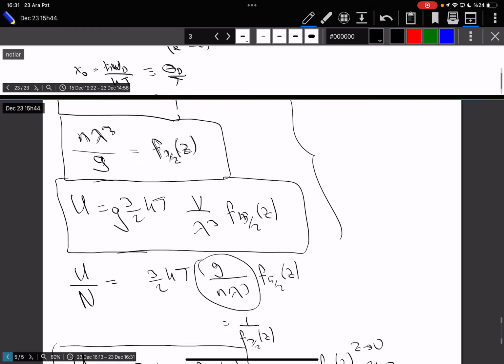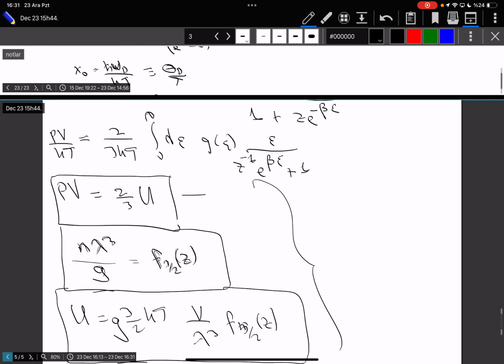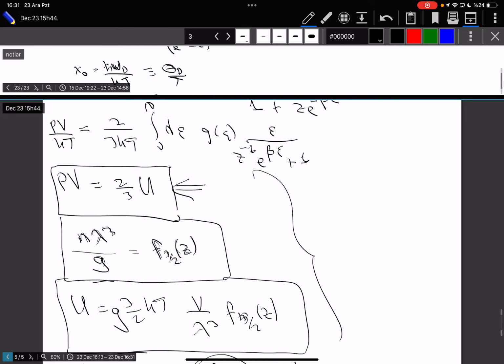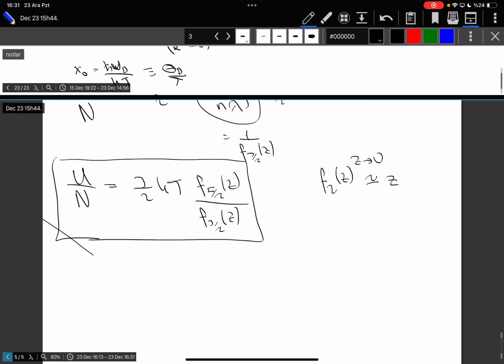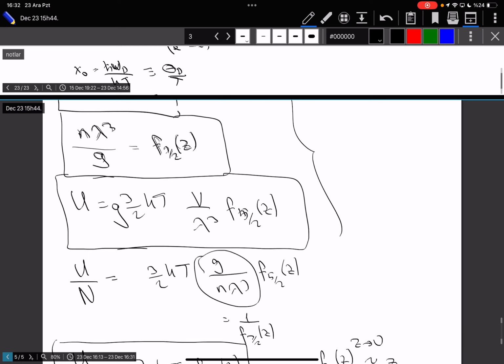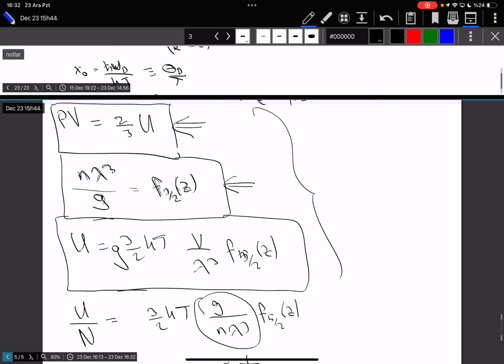In particular, this one is again valid at any temperature. But here, I said that if Z goes to 0, these functions f nu of Z just become Z for small values of Z. For small values of Z, we recover U over N equal to 3 over 2 kT, that is, U is 3 over 2 NkT. Now, what does small Z mean? Well, if Z is small, you see, this is our definition of Z.